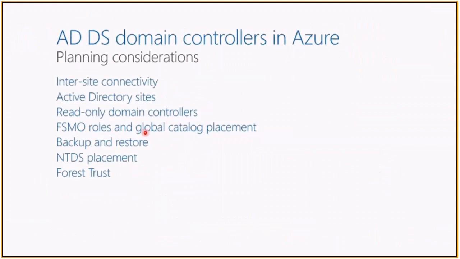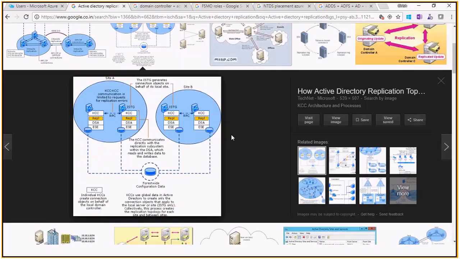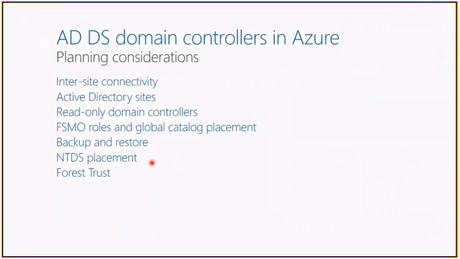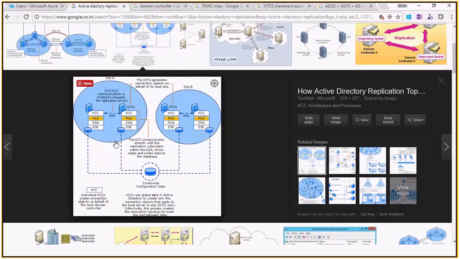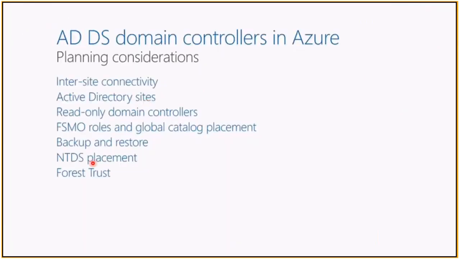FSM roles and global catalog placement are actually with respect to the global domain controller. Go through it, because I feel it's pretty in-depth for this particular session. If you are interested, you can go and read about them, and we can back up and restore as well. We can take regular backups of your Active Directory, and you can back up your domain controller into another dummy domain controller, another dummy Active Directory. That's also possible using directory synchronization. And there is also AD DS placement, which you can learn, and forest trust is also something you can go and learn.